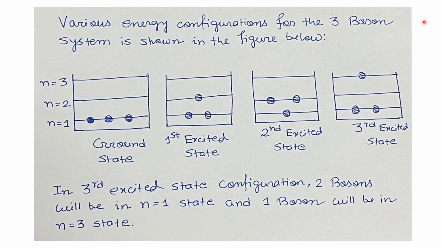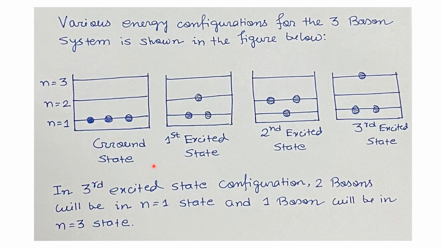In the previous slide, we have already seen the energy spectrum of the one-dimensional infinite potential well. Now we'll see how we can accommodate the three bosons in the energy levels such that the system has the third excited state. We'll do it systematically. First, we'll find the ground state of the system, then first excited state, then second excited state, and finally we'll find the third excited state of this system.